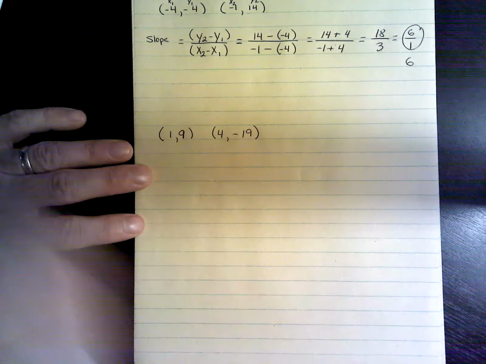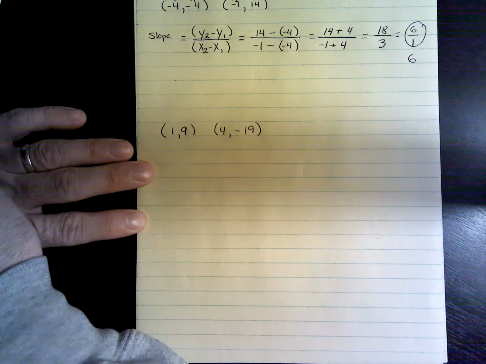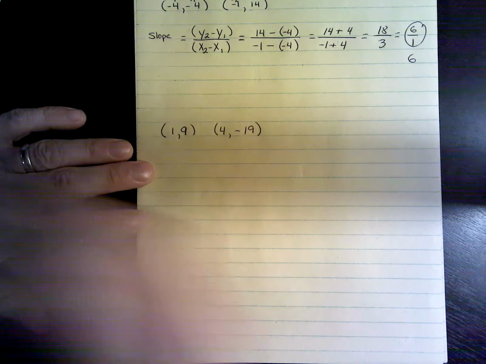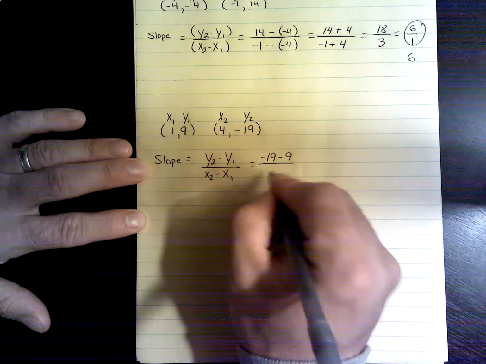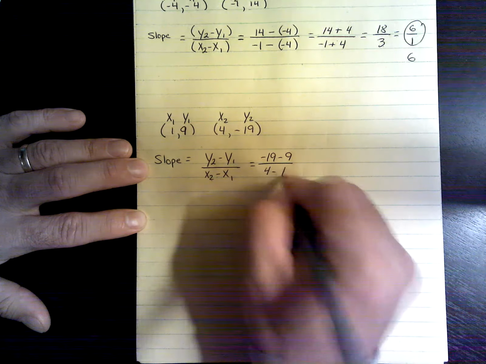Let's try another problem. So we have 1 and 9 and 4 and negative 19. So I'm going to label this as x1, y1, x2, y2. And then we have our slope formula, which tells me that I have y2 minus y1 over x2 minus x1. And let's substitute some values. y2, negative 19, minus y1, which is 9, over x2, which is 4, minus x1, which is 1.